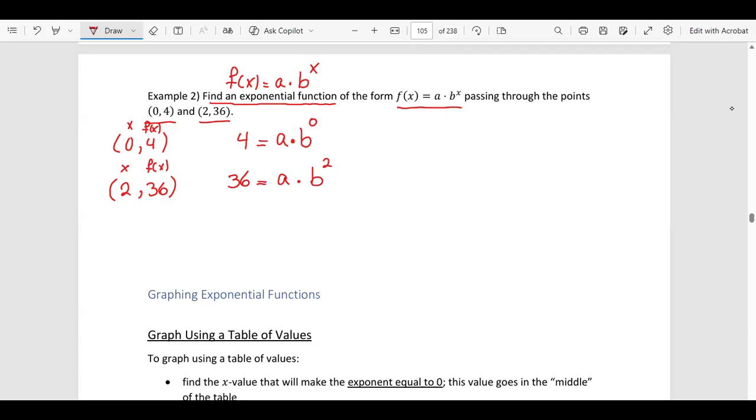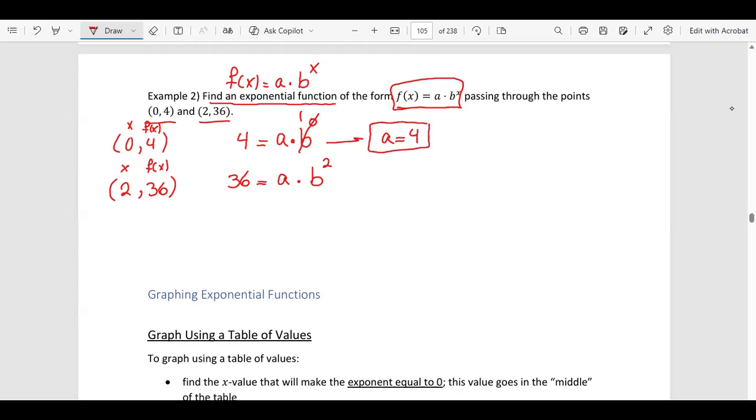Now I want to use these two equations to find a and b. If you want to write an equation, the only thing you have to find is a and b. That's the goal. Let's look at the first example. In the first example, I see a power of 0. And I know that any number with the power of 0 is always 1. And a times 1 is just a. Okay, which means a is equal to 4. Okay, I found a. I don't need to do anything to find that.